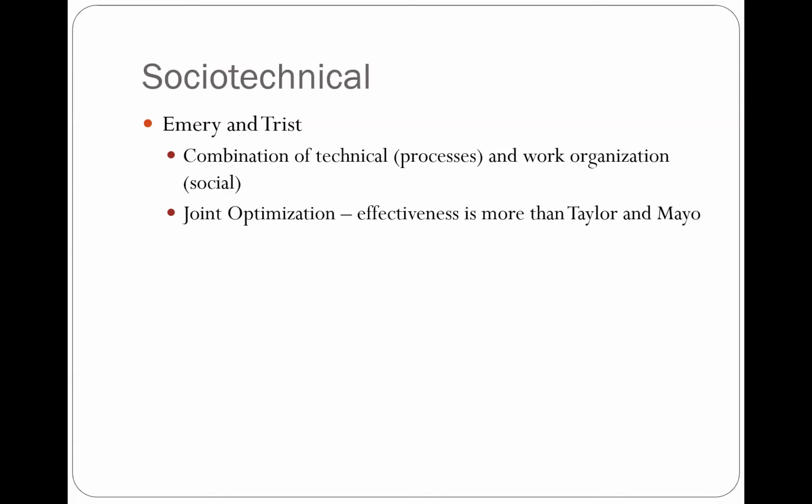Socio-technical theorists say that both approaches can be correct, and they argue for a combination of the technical process approach with the social approach in what they refer to as the approach of joint optimization. Joint optimization in socio-technical theory is about more than just a myopic focus on Frederick Taylor or Elton Mayo. It's really a combination of both the technical work of the organization as well as the social dynamics in the organization too.